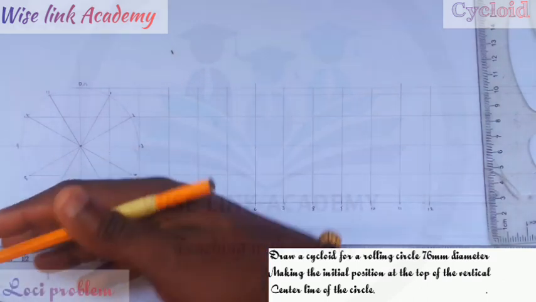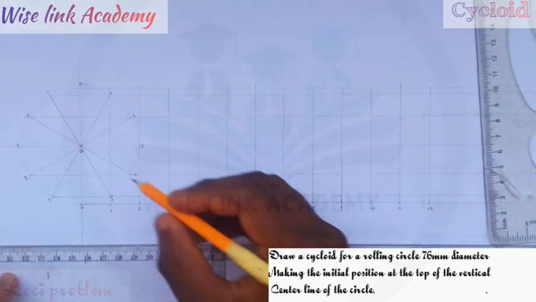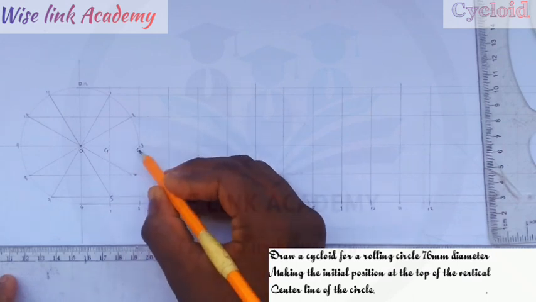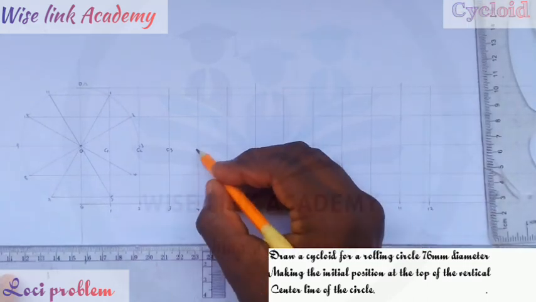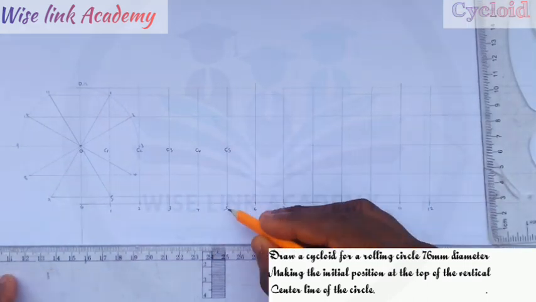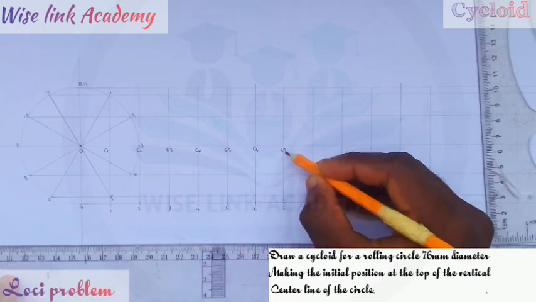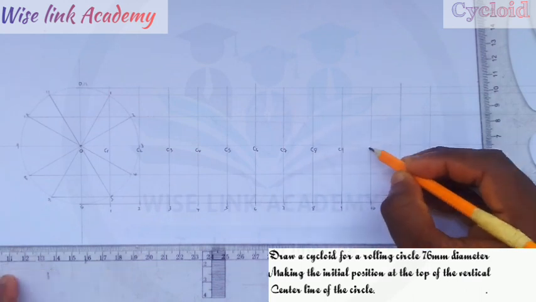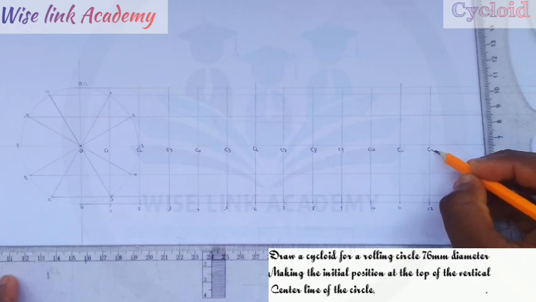Call this point here point 0. Call here C1, call here C2, C3, C4, C5, C6, C7, 8, 9, 10, 11, and 12.